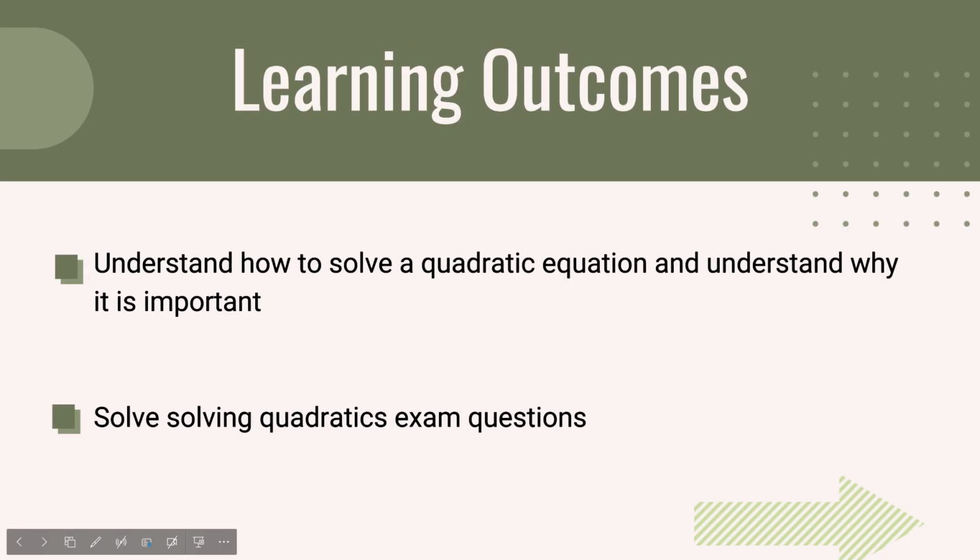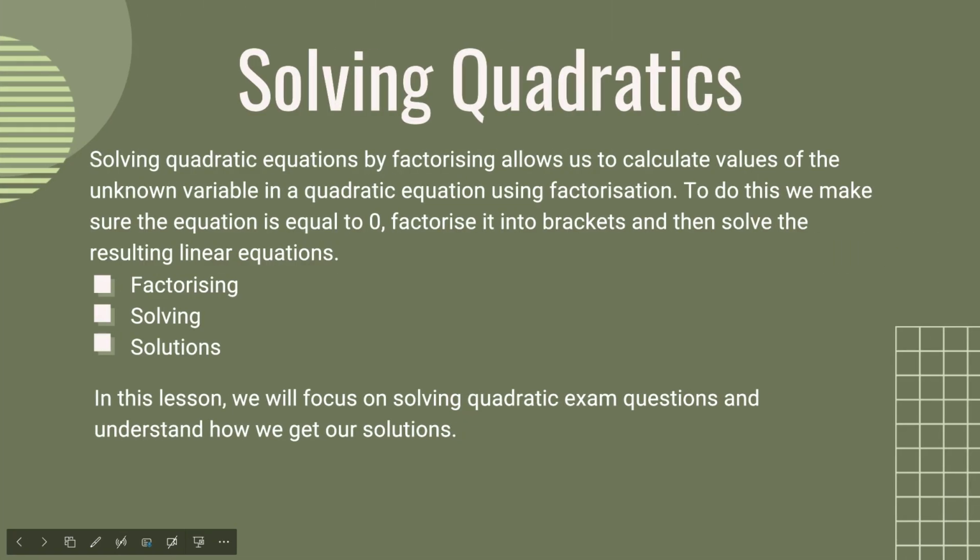Our learning outcomes for today are to understand how to solve a quadratic equation and why it is important, and also to solve quadratic exam questions. So, how do we solve a quadratic? Solving quadratic equations by factorising allows us to calculate values of an unknown variable in a quadratic equation using factorisation. To do this, we make sure the equation is equal to 0, factorise it into brackets, then solve the resulting linear equations. In this lesson, we are focused on solving quadratic exam questions and understanding how we get our solutions.